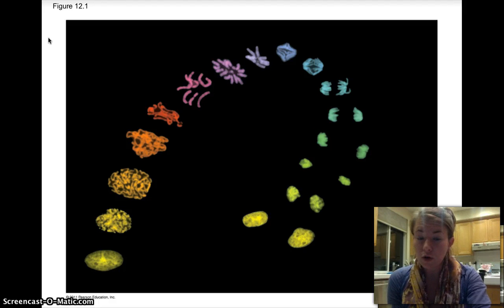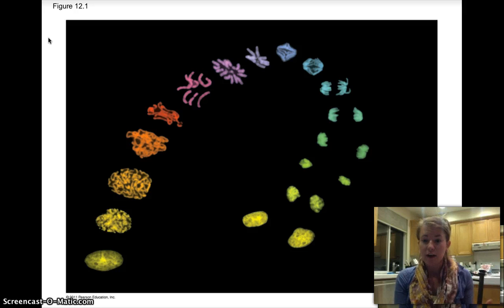Those are the chromosomes, the DNA of a cell as it's dividing. When we're done with this, you should be able to identify all the different stages and what's happening here. That's actually a very cool picture.